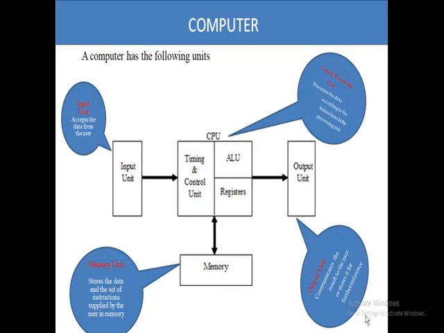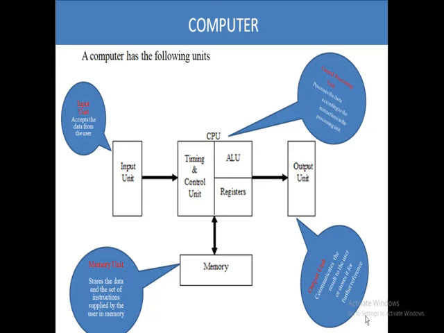Here I am going to explain the computer. What are the main components of a computer? A computer consists of an input unit, an output unit, memory, and a central processing unit. The input unit accepts data from the user through a keyboard or any other input devices. That accepted data from the input unit is given to the memory, or it is directly given to the CPU.